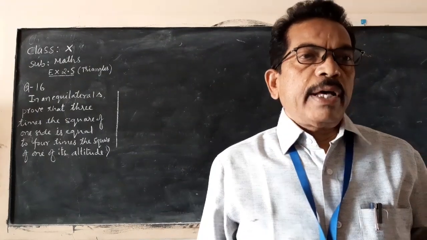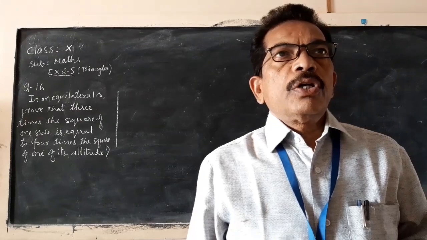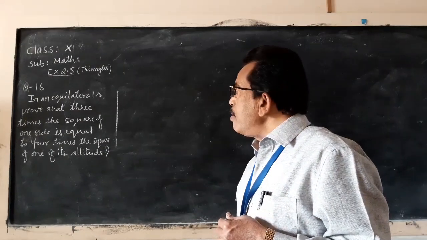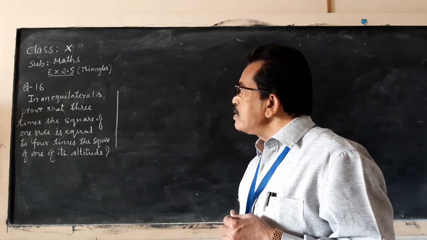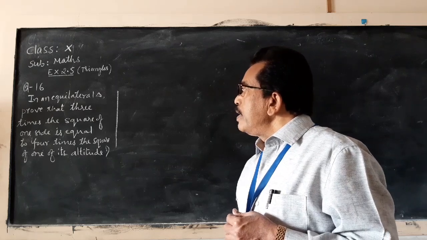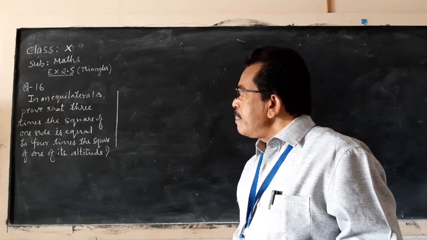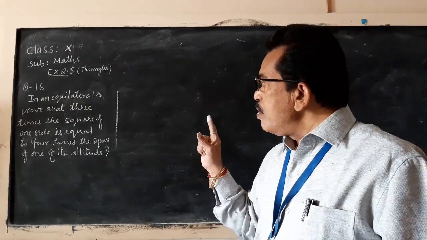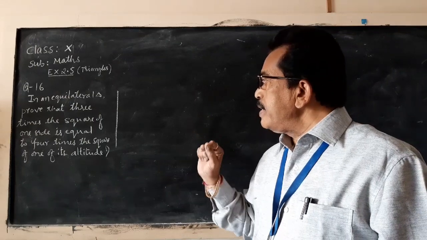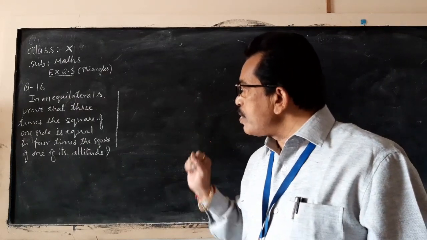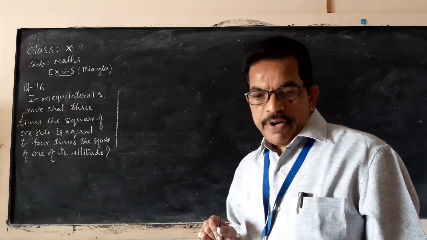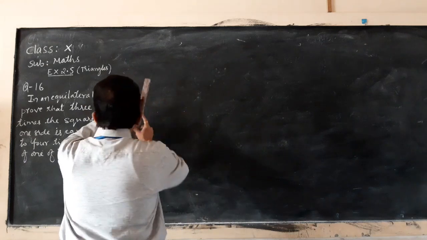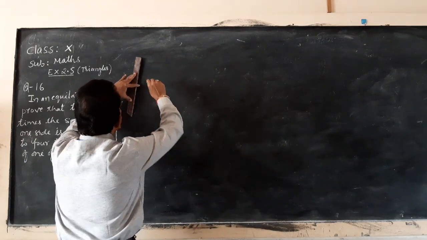Today, let us begin the exercise 2.5 of triangles. The problem is, perhaps this one is the last one. In an equilateral triangle, prove that 3 times the square of one side is equal to 4 times the square of its altitude. Okay, now let us draw the equilateral triangle.